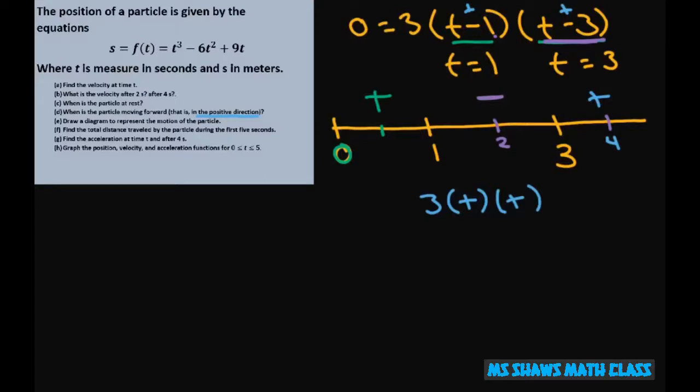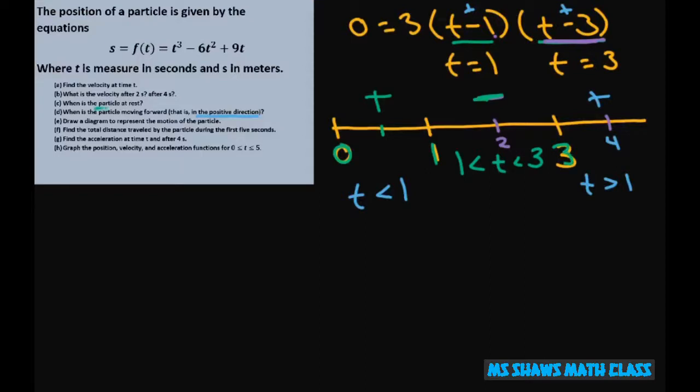If we're not starting at 0, let's just say this is where t is less than 1 and t is greater than 3. Where it's negative is right in here, so that's where t is in between 1 and 3. Remember, exactly at 1 and 3, the particle is at rest, because that's when we set it to 0. So anything in between, we have positive, at rest, negative, at rest, positive.